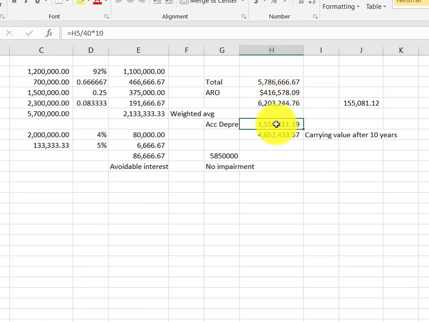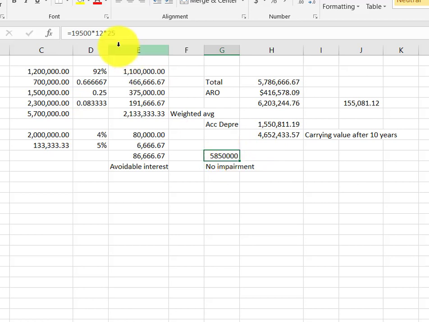So after 10 years, our accumulated depreciation would be 10 times the 155,081, 1.5 million. So our carrying amount after 10 years is 4.6 million. The original cost, including the ARO, 6.2 million, minus the accumulated depreciation. When we lease this out to someone else for 25 years at $19,500 a month, it would be $5.8 million. It's higher than the carrying value, so there is no impairment.